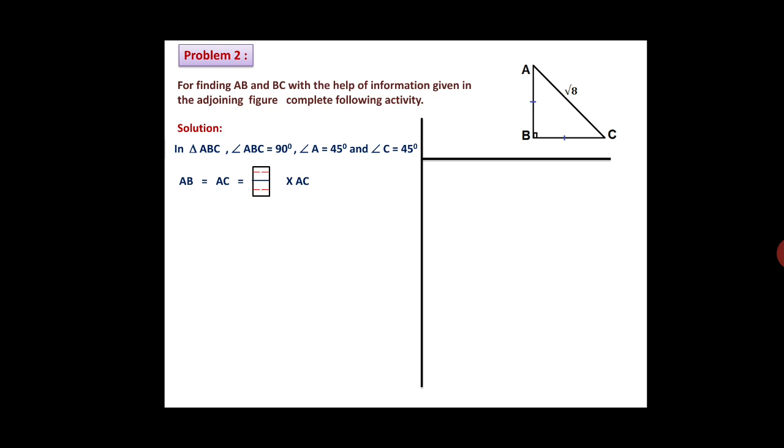Therefore, we will use the 45-45-90 theorem. AB is equal to AC is equal to box. The numerator and denominator we have to write, and into AC is equal to again the box into root of 8, AC's value. Again here what comes, that we have to write, 2 root 2. You will get AB is equal to AC is equal to the requisite value.